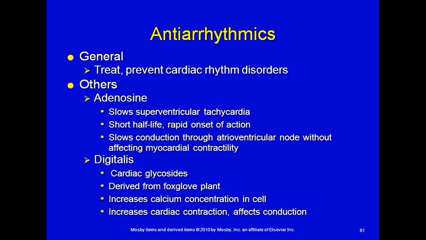By slowing conduction through the AV node, it does slow and terminate certain supraventricular tachycardias. They spelled that incorrectly on the slide. It's supraventricular tachycardias, and those would be rapid heart rates above the ventricles, as we'll learn. So adenosine is a common drug that as a paramedic you would push for really rapid heart rates that were symptomatic.